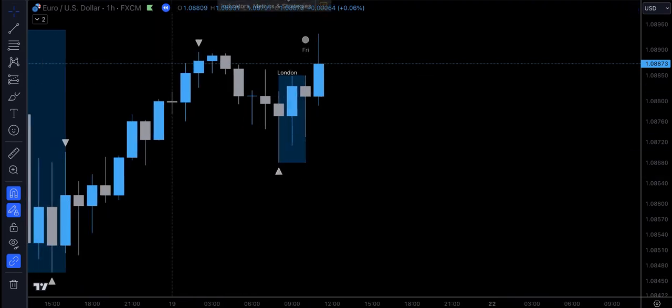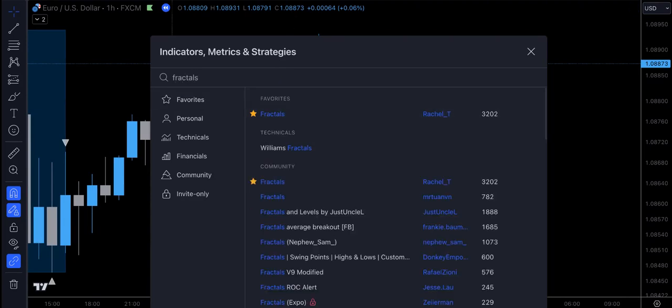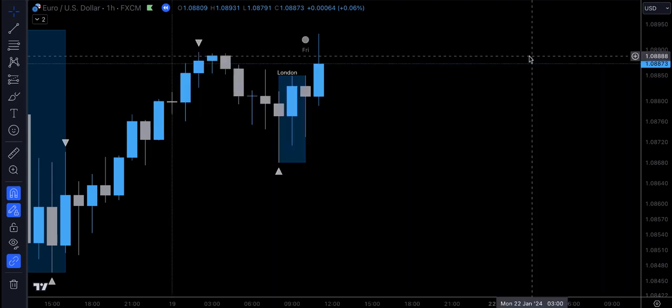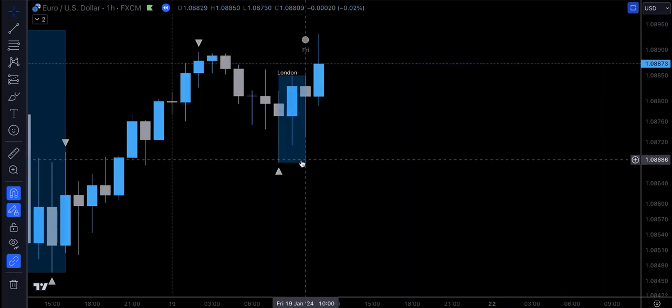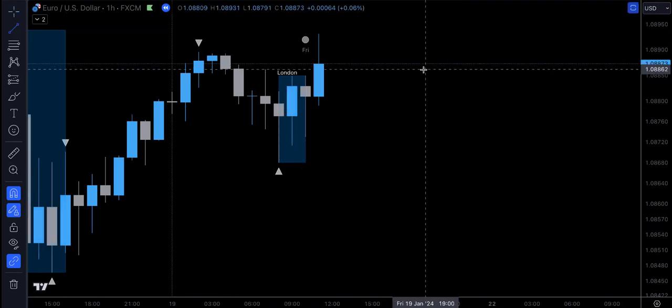Initially what you guys want to apply to your chart is the fractals indicator. Head over to the top, the indicators tab, type in fractals. It's the one by Rachel_T. It's the one that I talk about in pretty much all of my videos because it's an objective way of identifying points of liquidity within the markets.